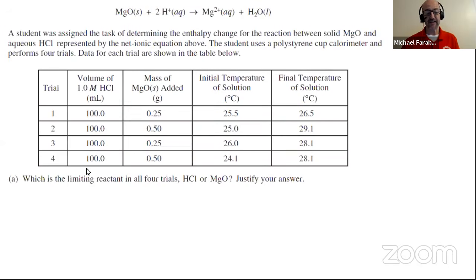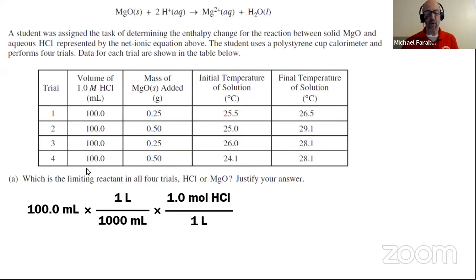Now, for limiting reactants, we have to convert the given information into moles. So since for the hydrochloric acid, we are not given grams, we are given volume, 100.0 milliliters is used in each trial. We can convert milliliters to liters by dividing by 1,000. And then 1.0, that's capital M for molarity, that would be 1.0 mole of HCl for every 1 liter. So in each trial, 0.10 moles of HCl or H+ ions were used.